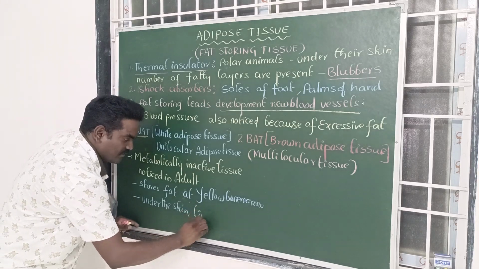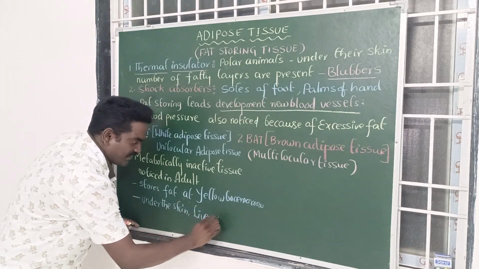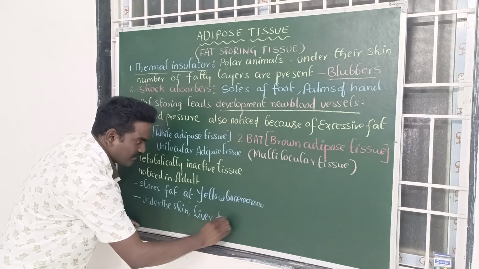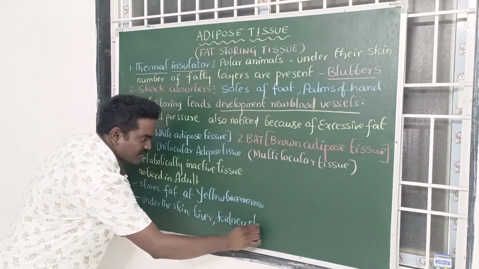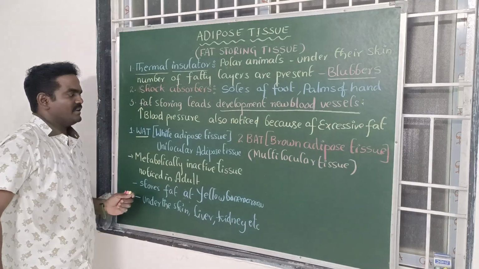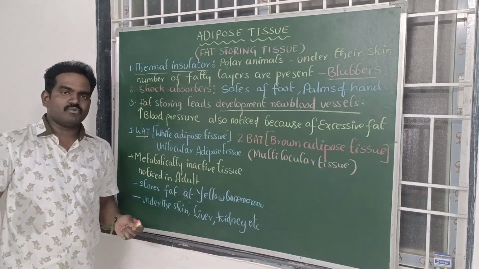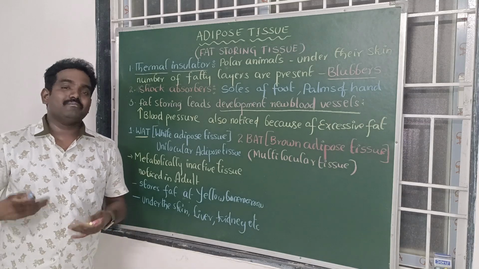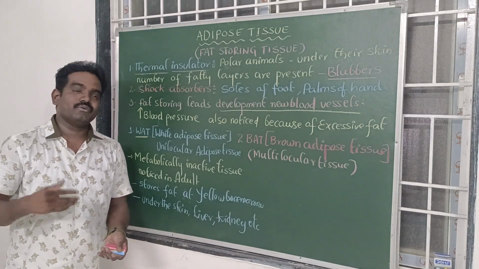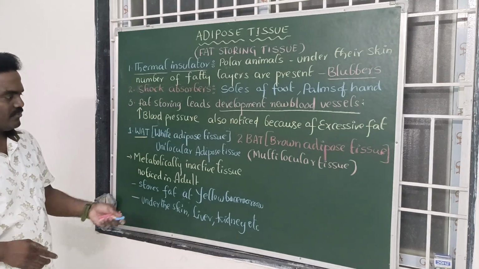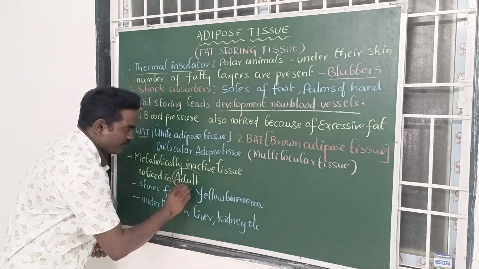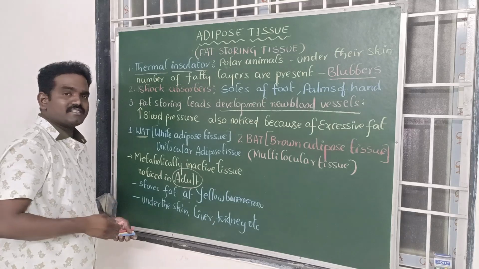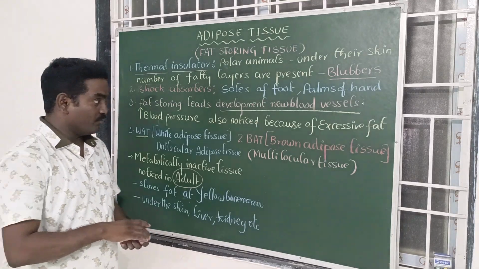liver, kidney, etc. So in many parts of our body white adipose tissue is stored. Due to that reason, body mass or the size of the body increases. So this is a metabolically inactive tissue noticed in adults. Due to this reason, a person's weight increases more and more.